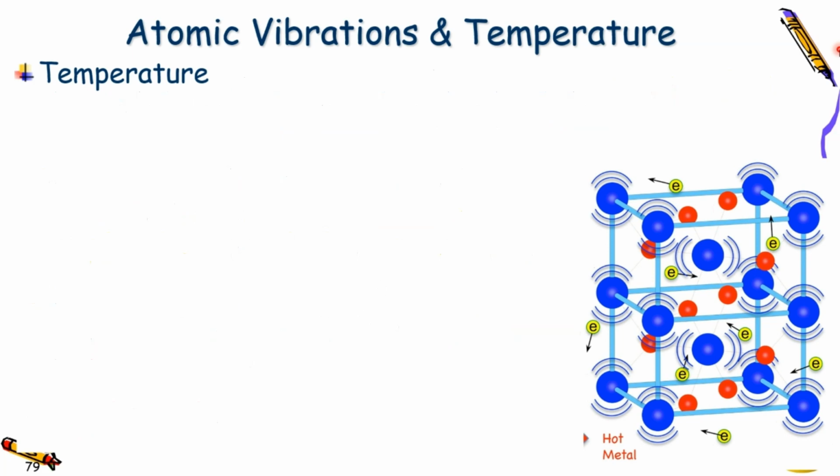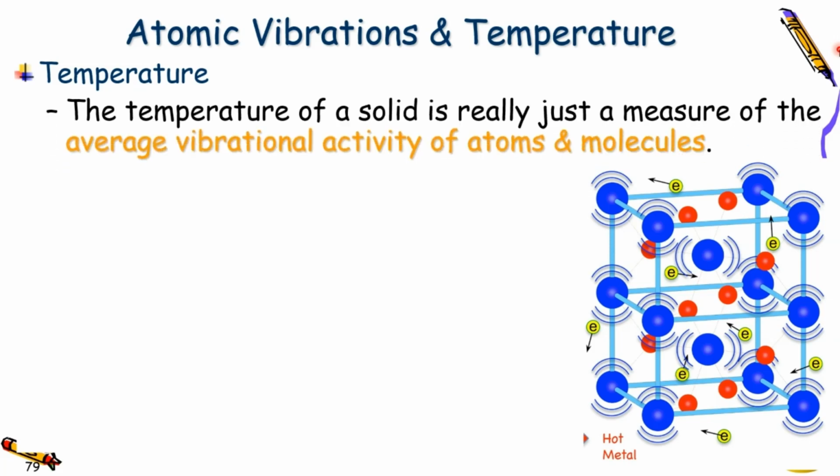This slide tells us the relationship between temperature and atomic vibration. Let's start with the definition of temperature. The temperature of a solid is just a measure of the average vibrational activity of atoms and molecules. What does that mean? If an atom moves very fast and the energy is very high, activity is energy, that means the temperature will be high. So this is the definition of temperature.